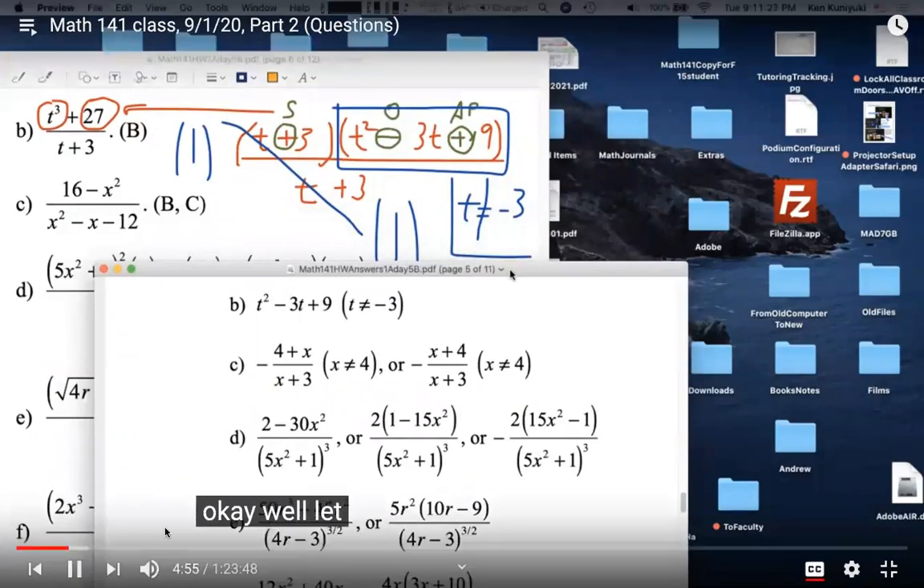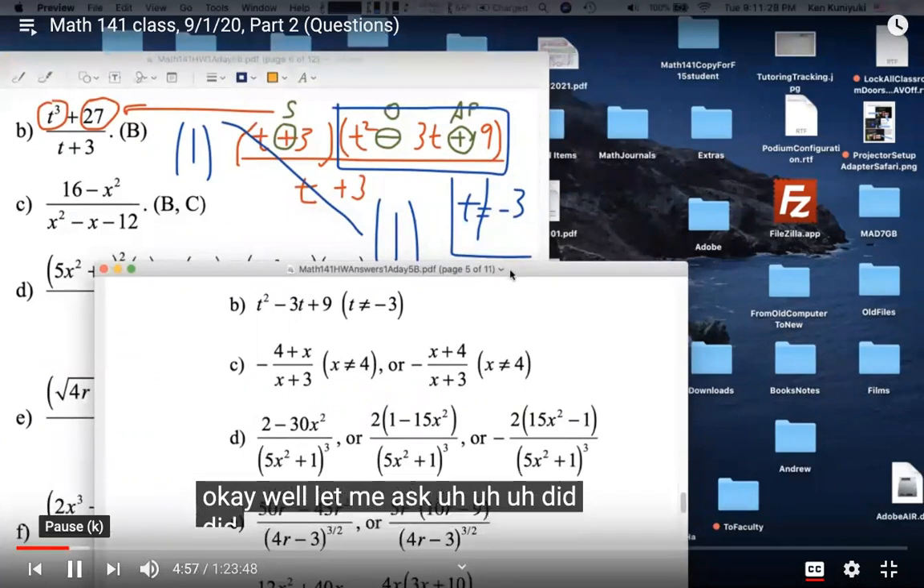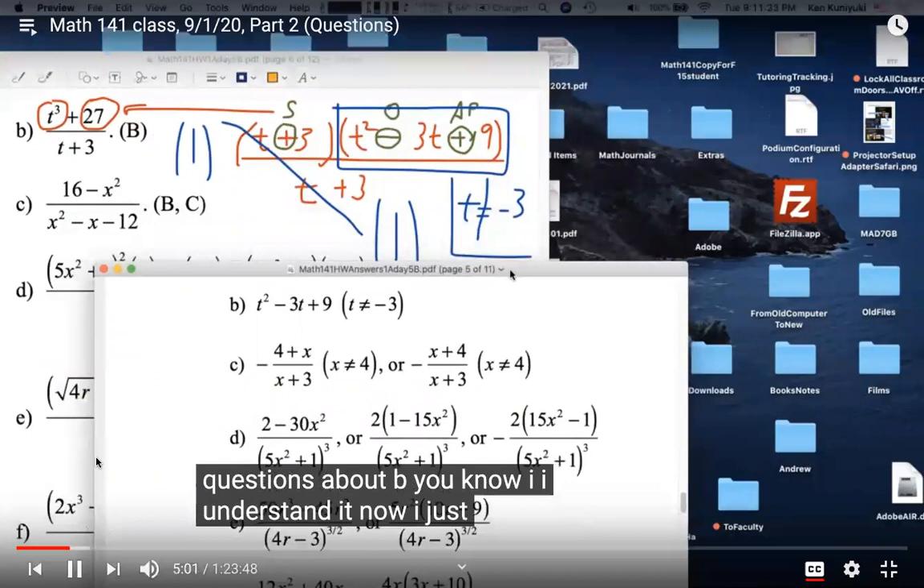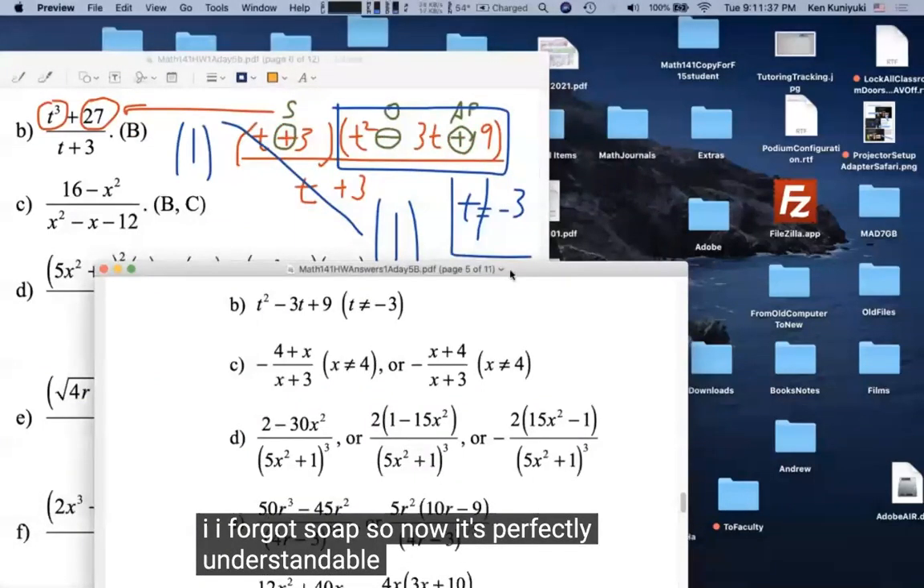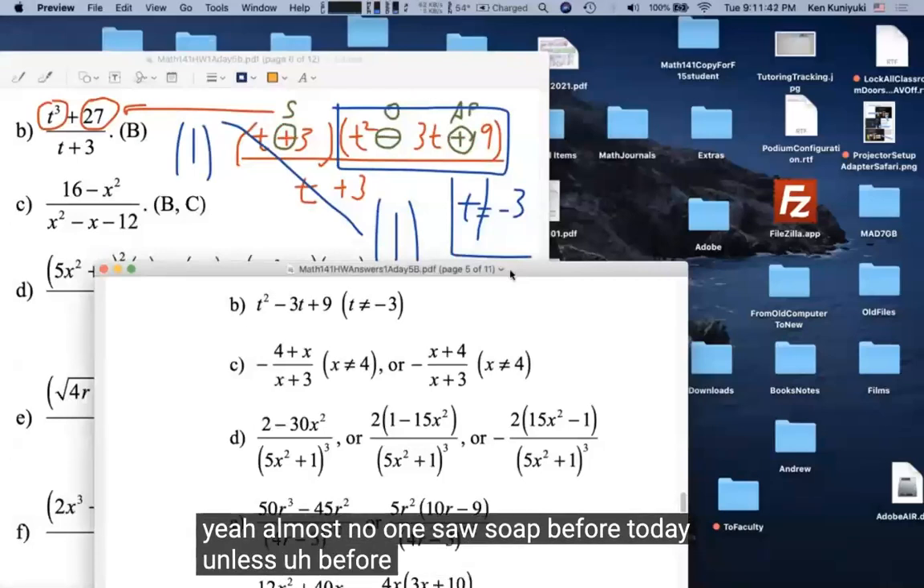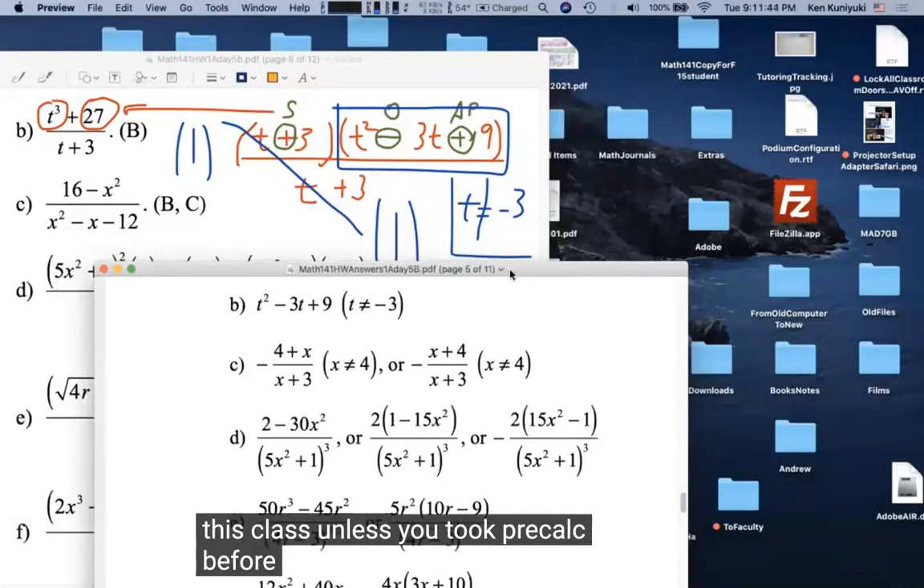Okay, well, let me ask, did you understand this, or are there any questions about B? I understand it now. I just forgot SOAP, so now it's perfectly understandable. Almost no one saw SOAP before today, unless you took pre-calc before. So no, a lot of people. This is new.